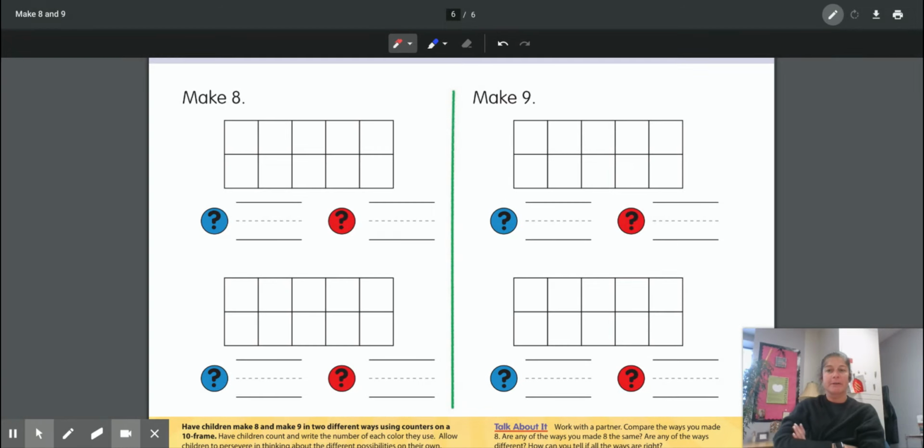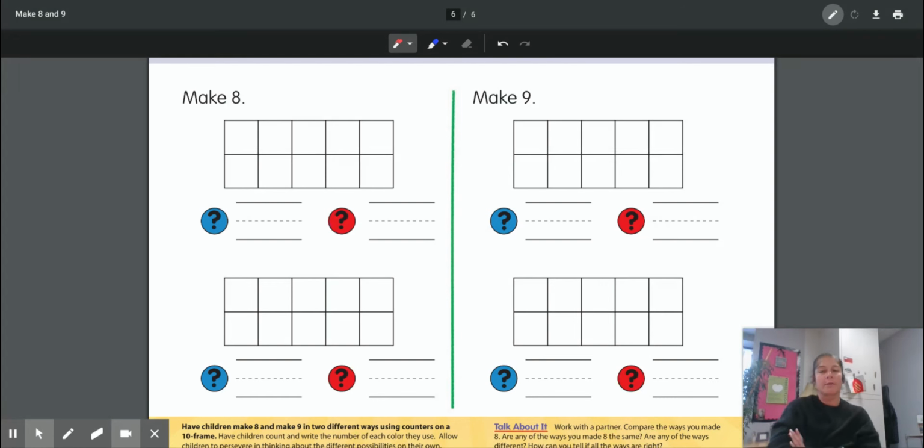Today, together, we're going to be finishing page 60 in our math workbook. We're going to be making 8 and 9. It is probably the most important and the most challenging workbook page out of all of them. It's going to be really important, so I hope we're understanding. If you do not understand, please ask me.